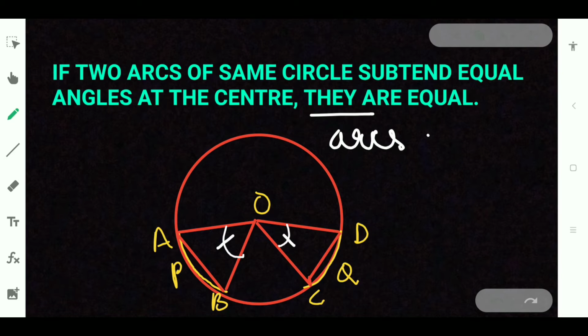Triangle AOB and triangle COD. Now here we should find any three parts to prove that these two triangles are congruent, and then we can say that this chord is equal, and by that we can say that the arcs are equal.